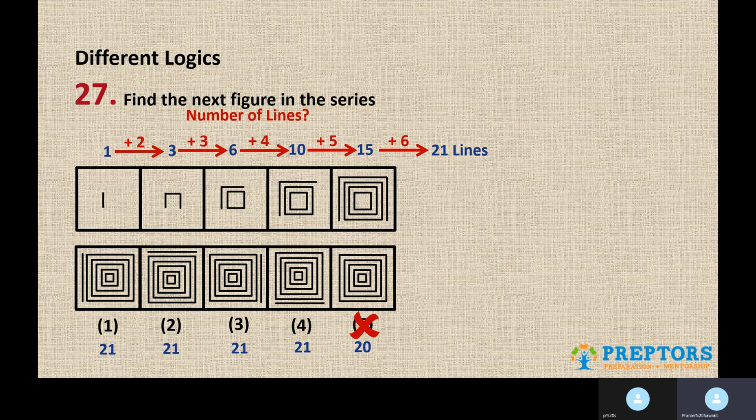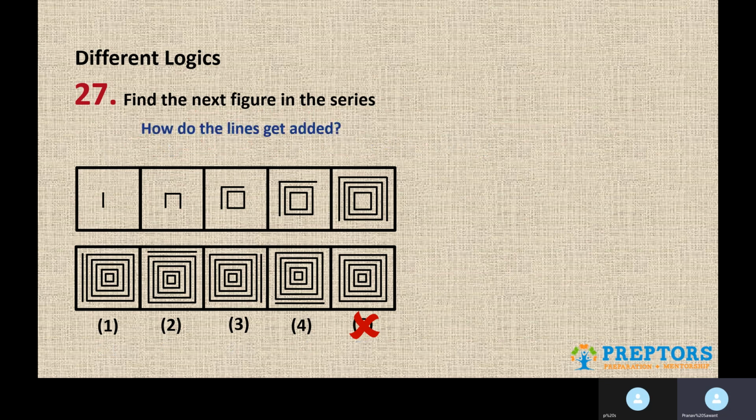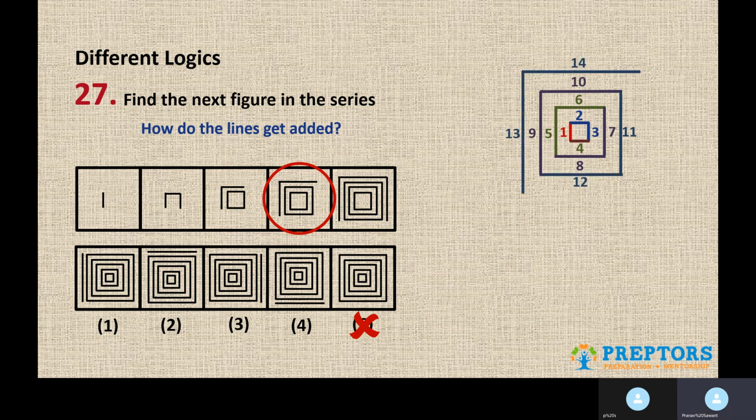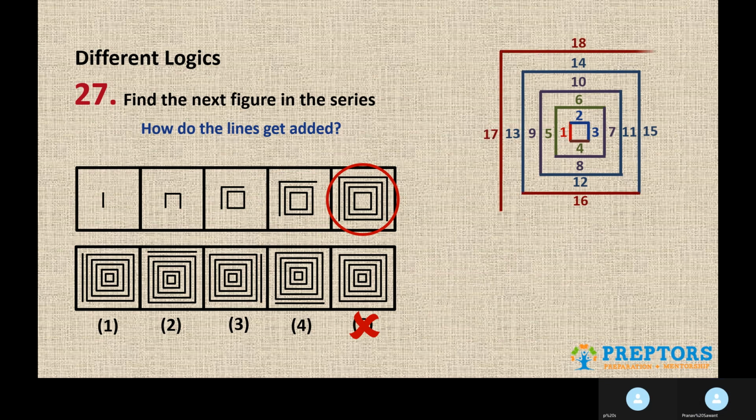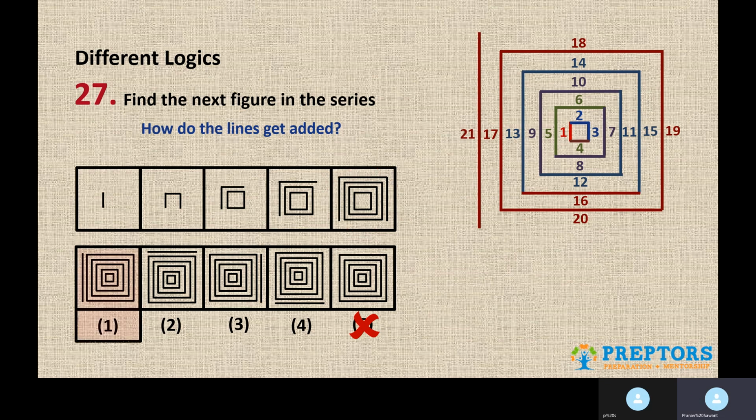But now we have to check the pattern of lines adding. So this is the pattern. One line, then two lines, three, four, then again 5, 6, 7, 8, 9, 10, 11, 12. This is how the lines get added. So this is the figure which we are looking for, and option 1 looks like it. Hence, option 1 is the answer.